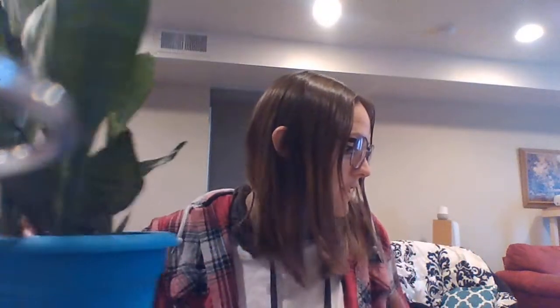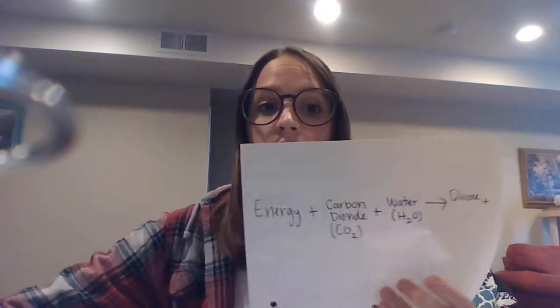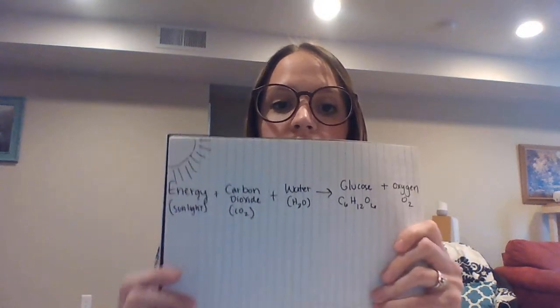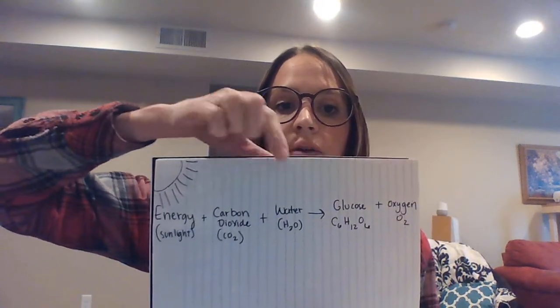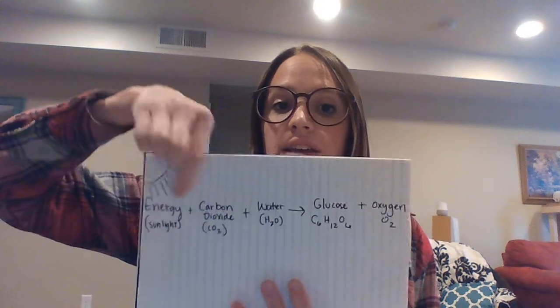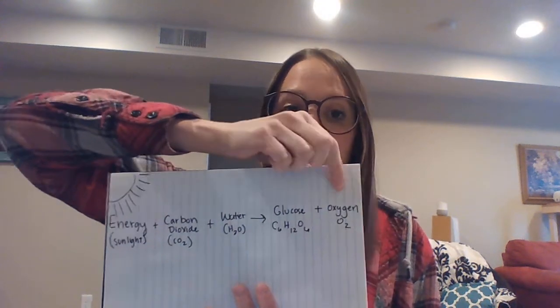What is the chemical equation for photosynthesis? It looks like this. We're taking energy. I wrote it out for you. Oh, that is the wrong one. Let me show you this one. It's a better one. We are taking energy from the sun, and we are taking carbon dioxide and water, and the plant is taking those things and we're getting out this and this.